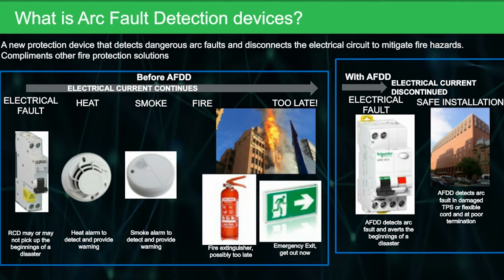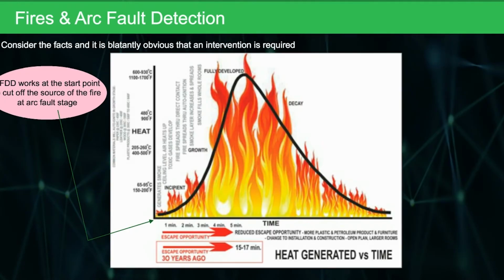If we look at fires themselves, and this is one of the reasons why we at the wiring rules had to consider where we go with AFDDs. And if you look at the graph, there's a lot of information on there.